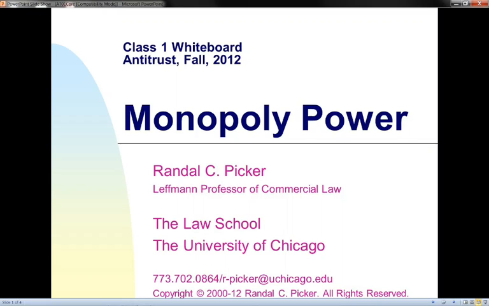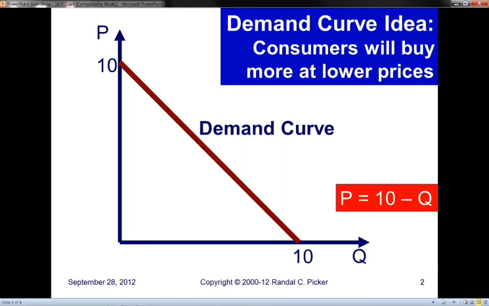We want to understand why monopoly power is harmful. To get at that idea, we need to start with what happens in a competitive situation and then compare the results under competition with the result that we see under monopoly. The starting point for that discussion is this idea of a demand curve that we see in the first slide.